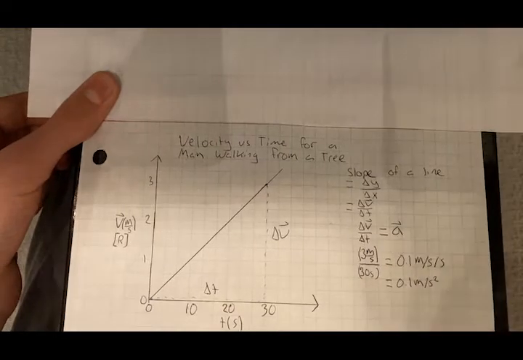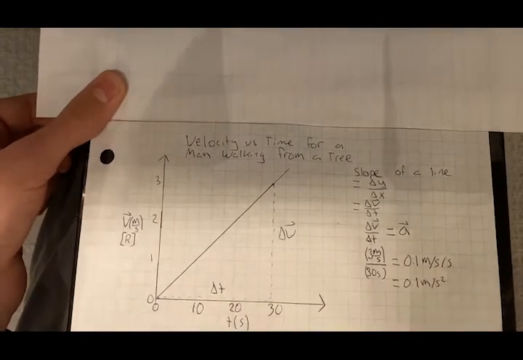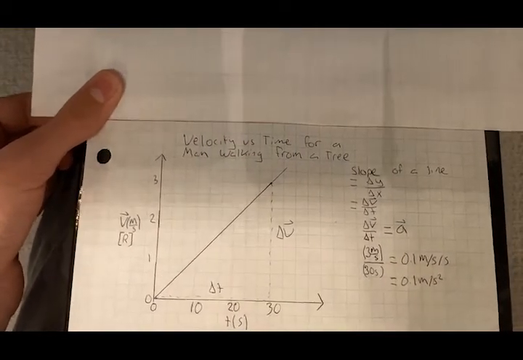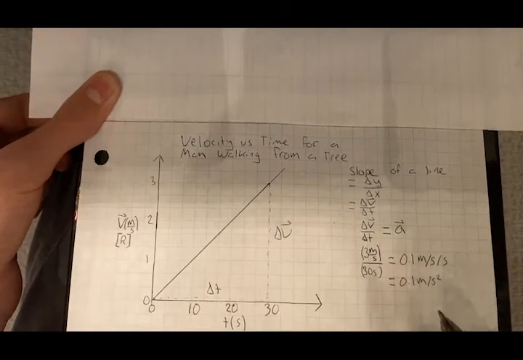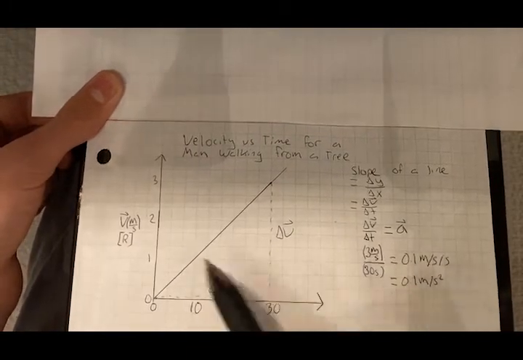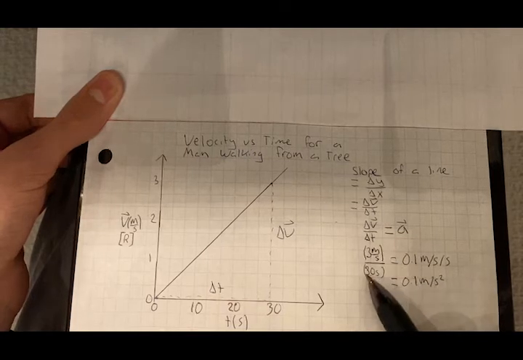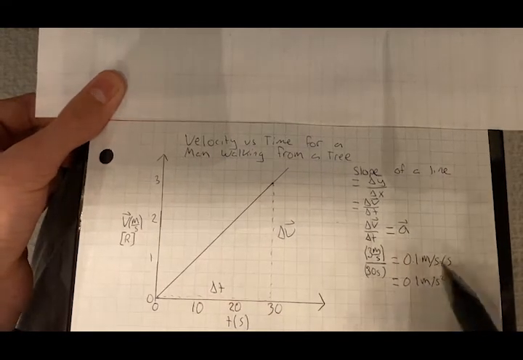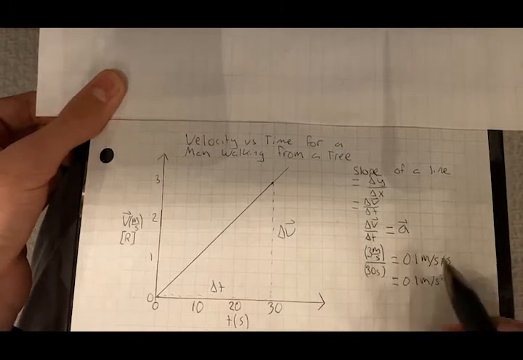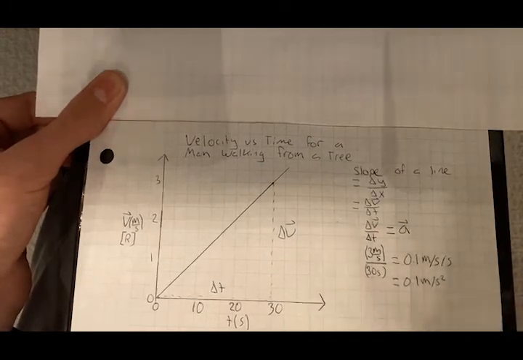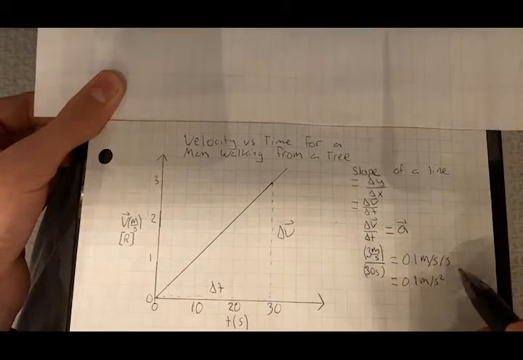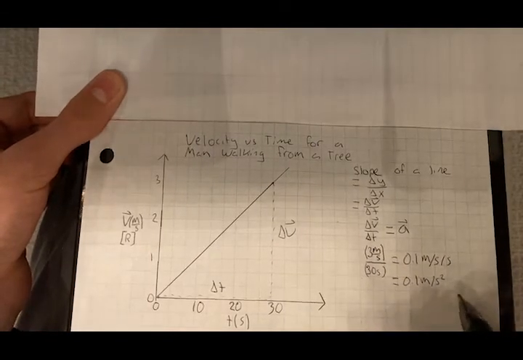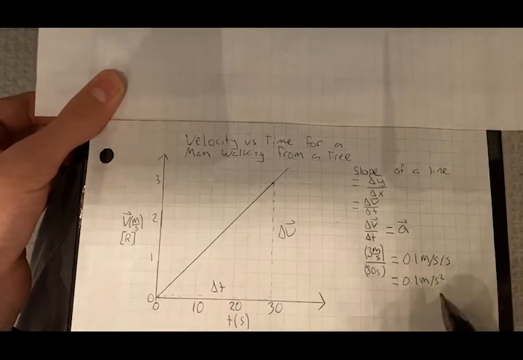So that's where acceleration comes from. It's the rate of change of velocity over time. So now we plug in our values. We get delta v is 3 meters per second, and then delta t is 30 seconds, which is 0.1 meters per second. Or if we flip and multiply, because we're dividing fractions, we get 0.1 meters per second squared, as it's more commonly shown.